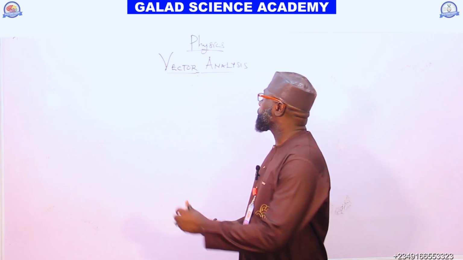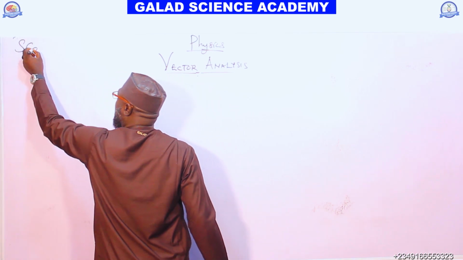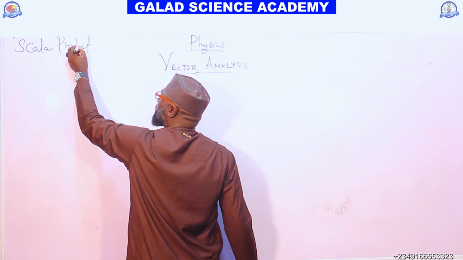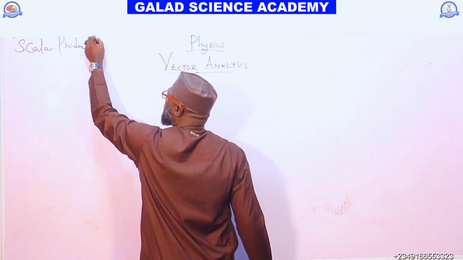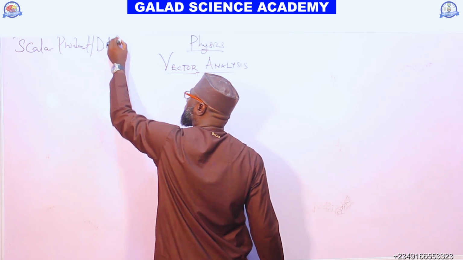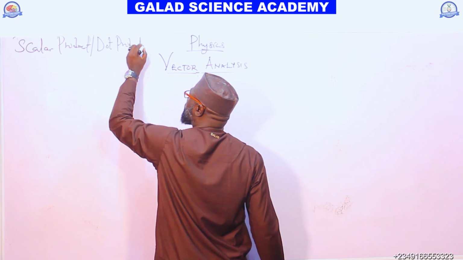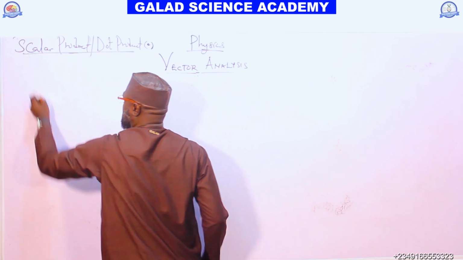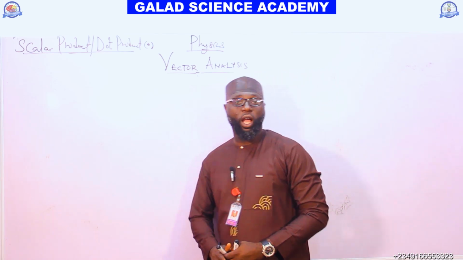So the next subtopic under scalar vector analysis is what we call scalar product. We can also call it dot product, by dots. So let us look at the scalar product under vector analysis.